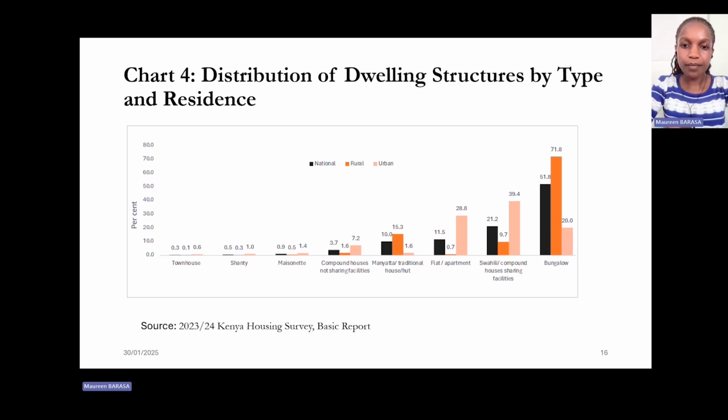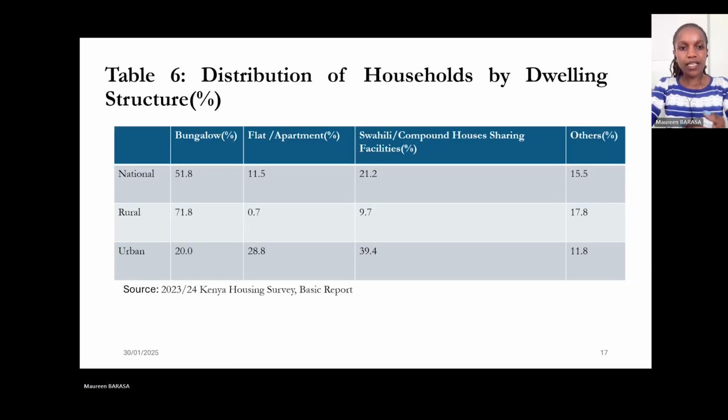Then for urban areas, yeah, there's the preference for apartments. Yes, and it's seen here as 28.8, which is the preference for apartments and Swahili or compound houses sharing facilities. So most people prefer these two because of maybe they have a house in the rural area, or land costs, and also income. So income plays a huge factor in this, affordability, and also land.